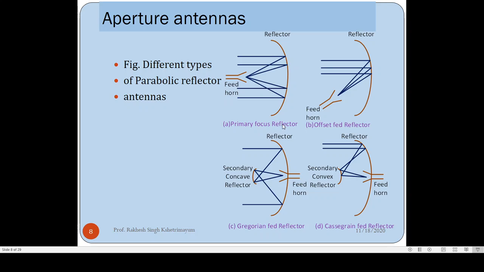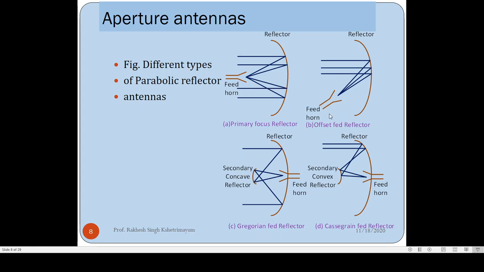In the prime focus reflector, you have a feed antenna at the focal point of this parabolic reflector, and usually all parabolic reflectors are analyzed using rays. The rays which have gone from this feed antenna are reflected from the reflector, and if you look at it, all the rays are parallel. That's one of the properties of the parabolic reflector antenna.